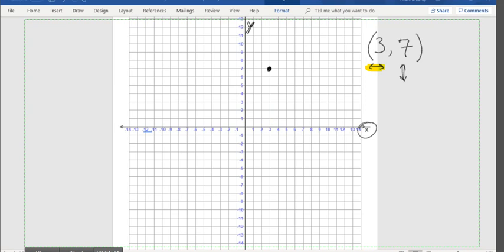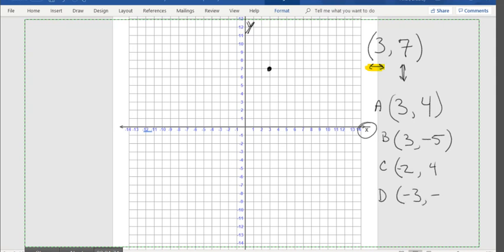So let's try a couple more. What if I have 3, 4, so that's a point. Then I'll make that point A. Point B could be at point 3, -5. Point C could be at -2, 4, and point D could be at -3, -8. So let's plot those.